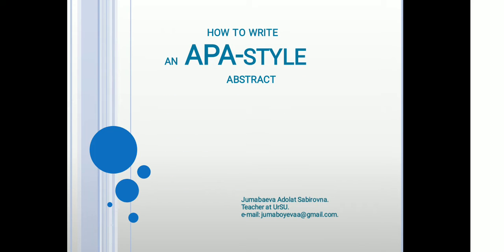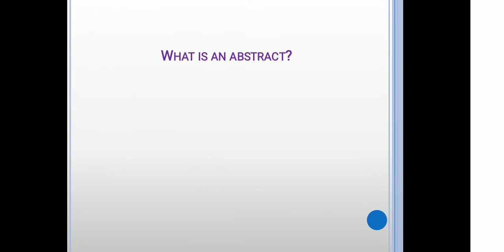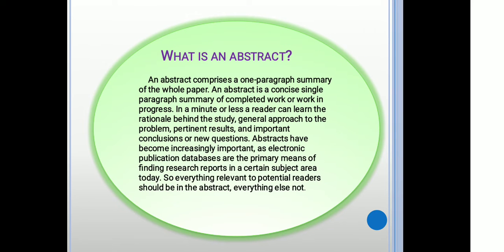Today I am going to talk about an APA style abstract. So the topic of this session is how to write an APA style abstract. First of all, we should know what is abstract. An abstract comprises a one-paragraph summary of the full paper. An abstract is a concise single-paragraph summary of completed work or work in progress.